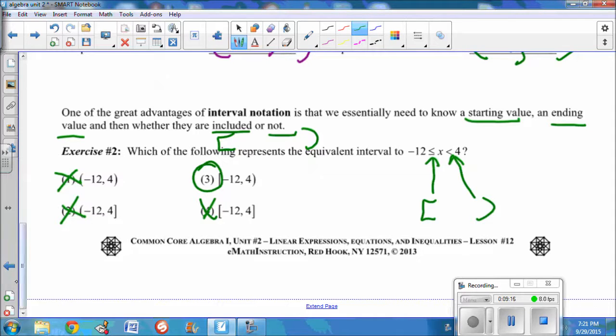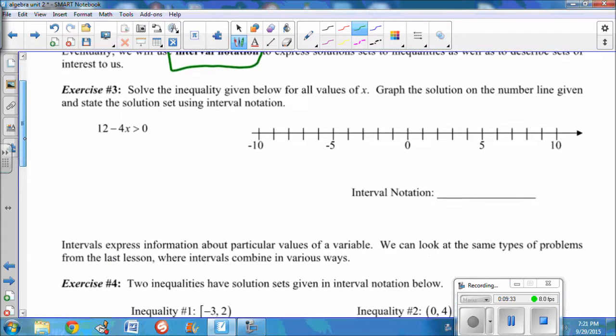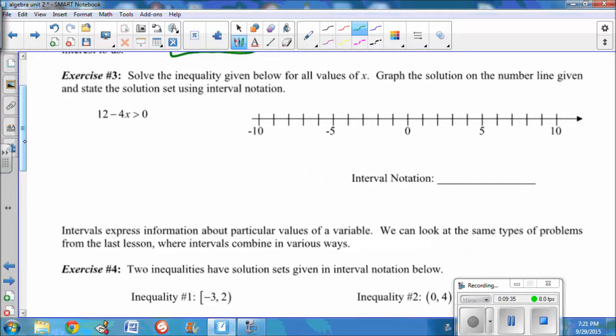Go ahead and flip the page. It says, eventually we will use interval notation to express solution sets to inequalities as well as to describe sets of interest to us. So we are going to use interval notation a lot this year, and you will use it a ton later on in your math career.